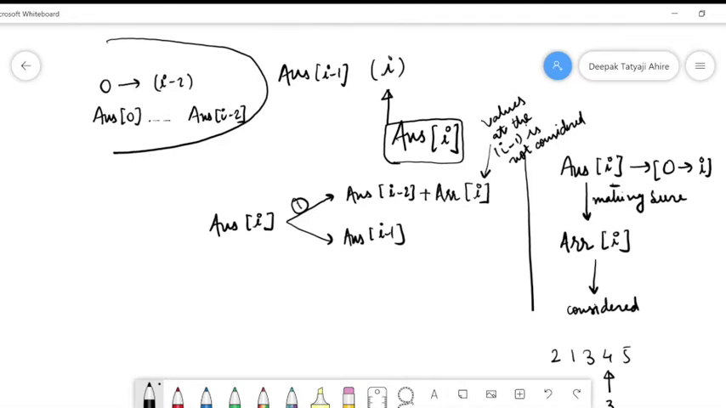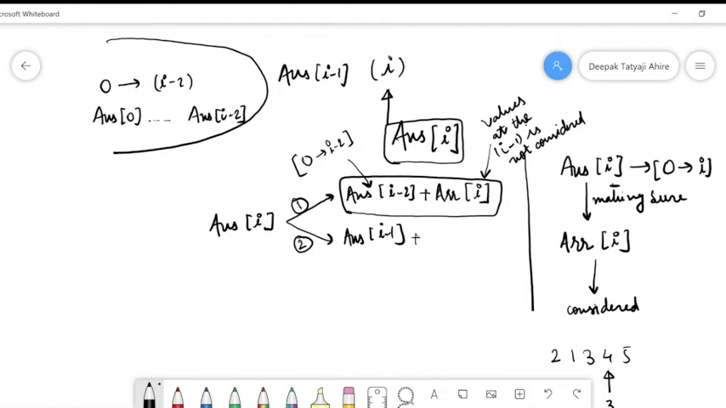So here in the first case, I could blindly add ARR of I in my answer of I minus 2, because I have only processed for ANS of I minus 2, I have only processed elements from 0 to I minus 2. And I am not worried what happened with the element at index I minus 1. But the same thing is not applicable with the second condition.